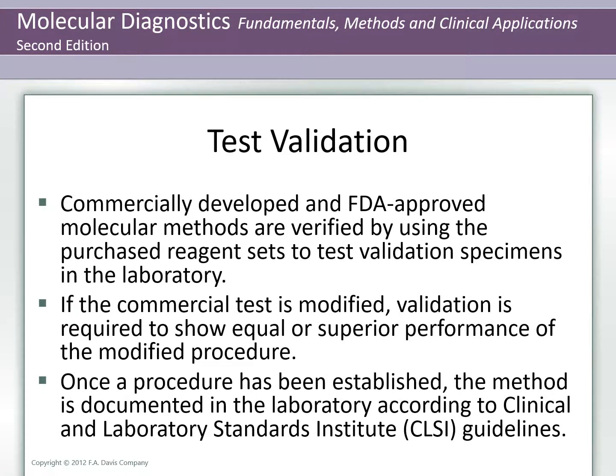When commercially developed and FDA-approved molecular methods are being validated, they're verified by using the purchased reagent sets created by the manufacturer to test validation specimens in the laboratory. If the commercial test is modified, validation is then required to show equal or superior performance of the modified procedure. And once a procedure has been established, the method is documented in the laboratory according to Clinical and Laboratory Standards Institute guidelines in specific policies and procedures.